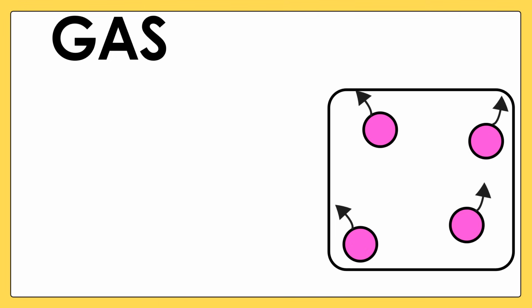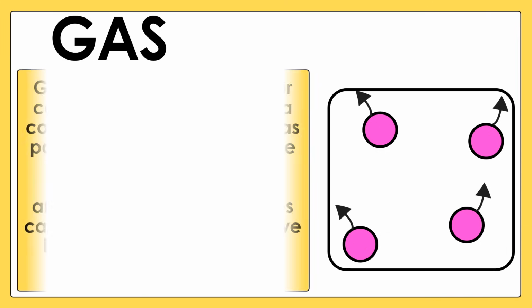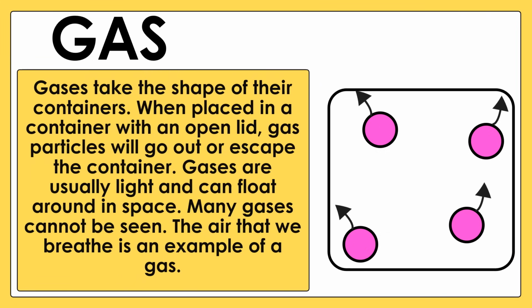The third state of matter is gas. Gases take the shape of their containers. When placed in a container with an open lid, gas particles will escape the container. Gases are usually light and can float around in space. Many gases cannot be seen. The air that we breathe is an example of a gas.